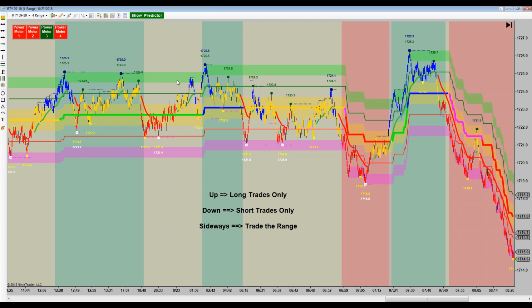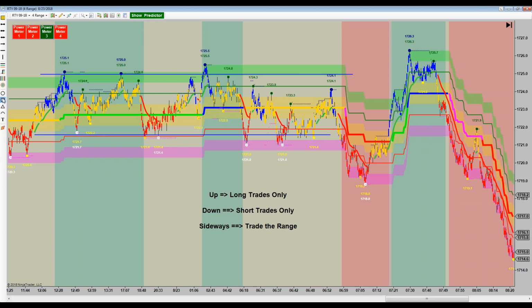Okay. Now, you're going to notice that when you are in a sideways market or range bound, the market's going to have a sequence of similar highs and similar lows. And so the market's going to look more or less like this. Russell is a good example of overnight, pretty much all night long, was in this range.